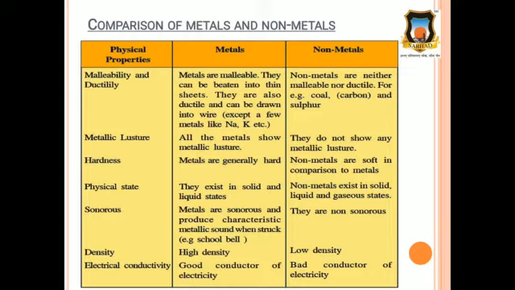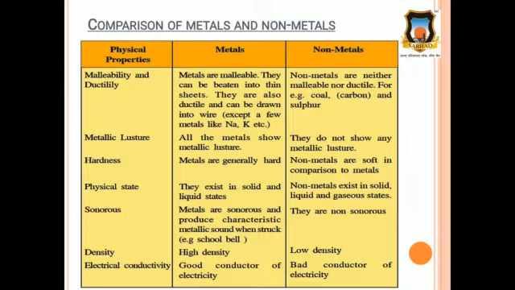Physical state. Metals are generally present in the solid state, whereas non-metals are present in all three different forms: solid, liquid and gases. Sonorous. Metals are sonorous and produce a characteristic metallic sound when struck. What does sonorous mean? If you take a sheet of iron and beat it, it will produce the sound. Even an aluminium sheet, not foil, but the kind of sheet used for covering roofs, if you beat it, it will also produce some sound. Non-metals are non-sonorous. They are not producing the sound.